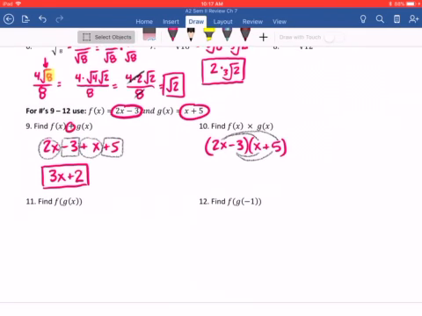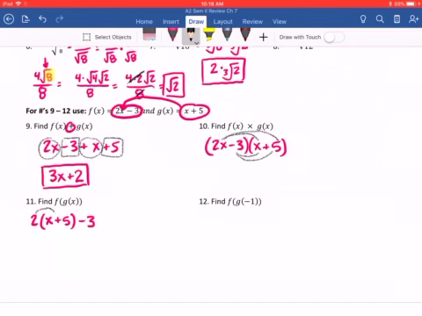All right. Now 11 and 12, we'll do those together. So that's what we call composition. And in number 11, we're going to take this g function, g of x, and put it inside of this function. So instead of having 2x minus 3, we have 2 times x plus 5 minus 3. So we're replacing the x in the first function with the second function.